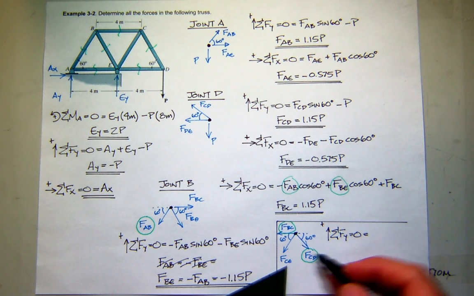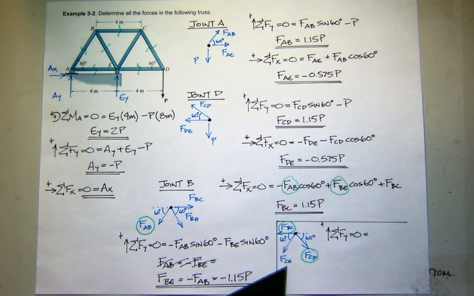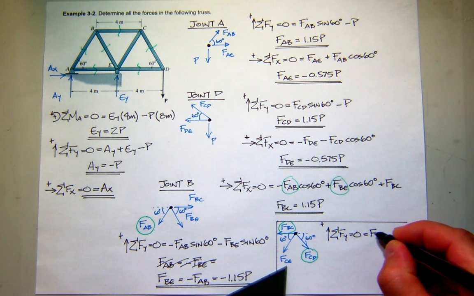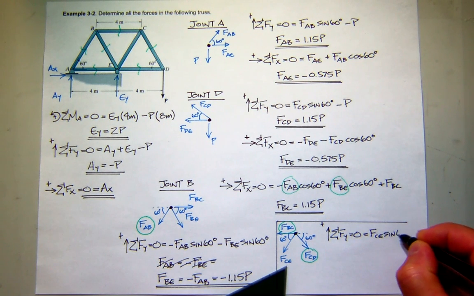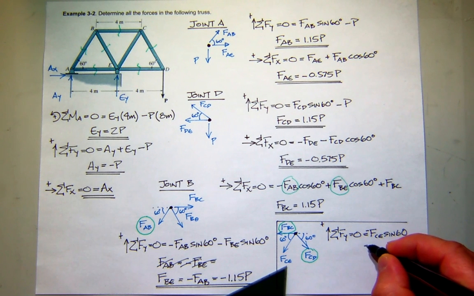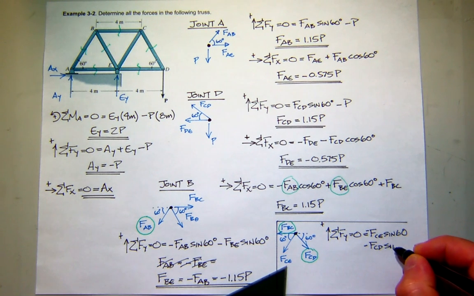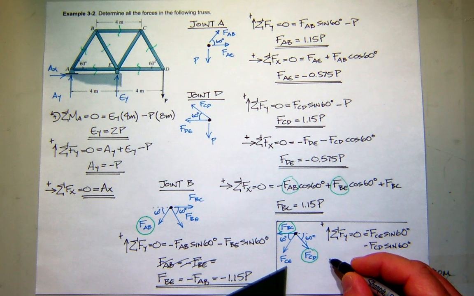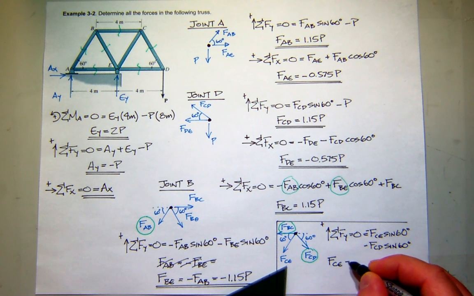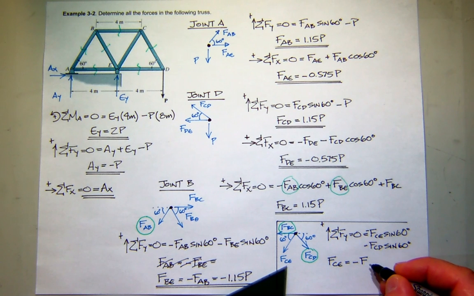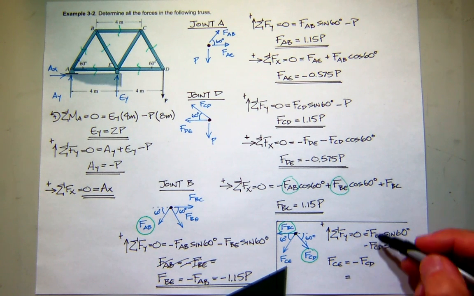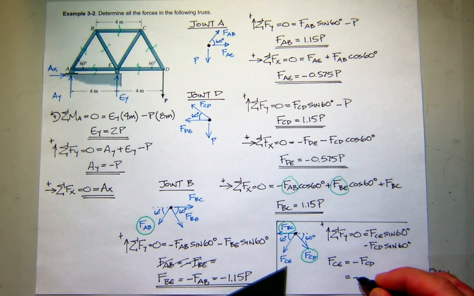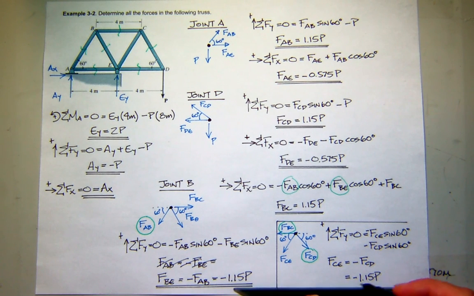And what do we get? Well, they're both going to be acting down, and they're both going to be the sine of 60. So I'm going to have the force in CE sine 60, that's a negative, minus the force in CD sine 60. So the 60s cancel, and it basically says that the force in CE is equal to minus the force in CD, and the force in CD is, so it's going to be minus 1.15P. Wow. Pretty cool, huh?